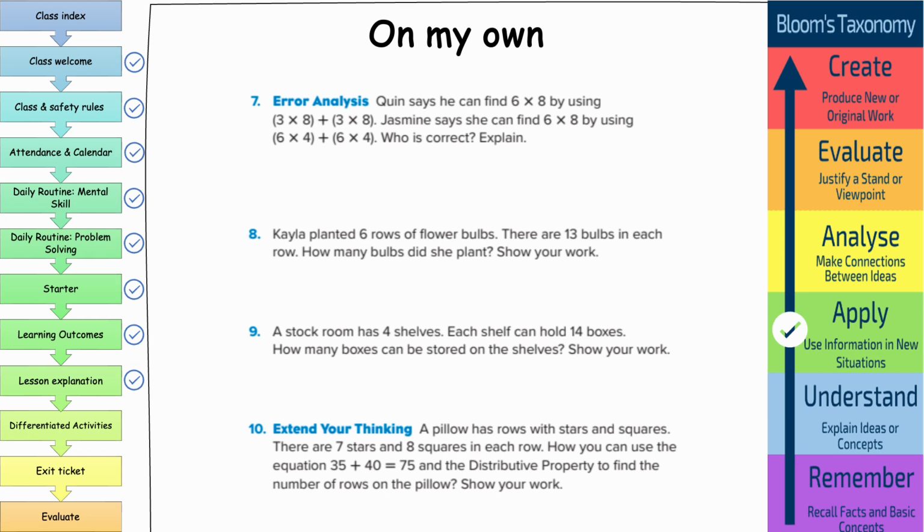Okay, I will be doing question 9 with you. So a stock room has 4 shelves. Each shelf holds 14 boxes. How many boxes can be stored on the shelves? Now, if the number is already distributed, then it means that you will do a multiplication.